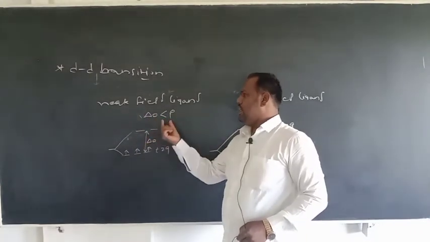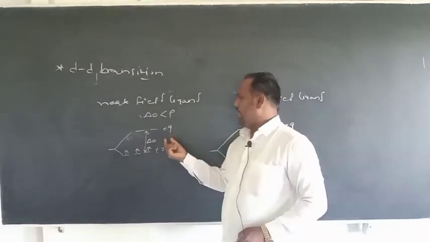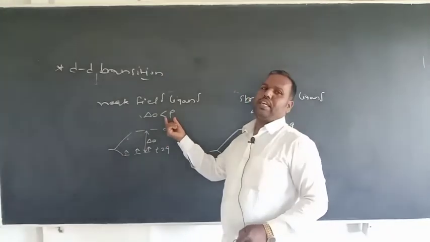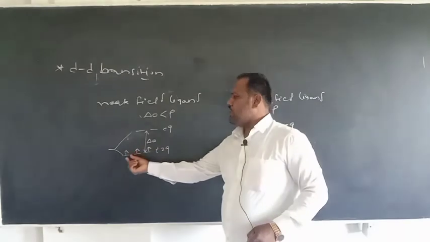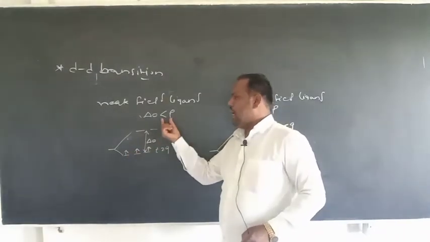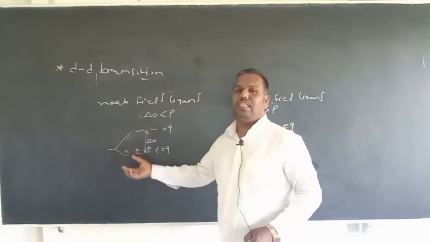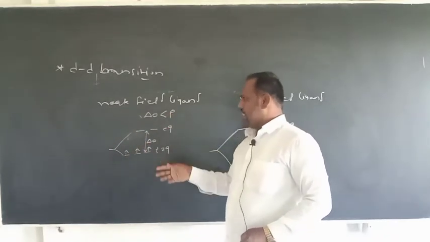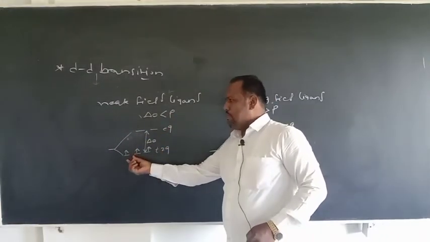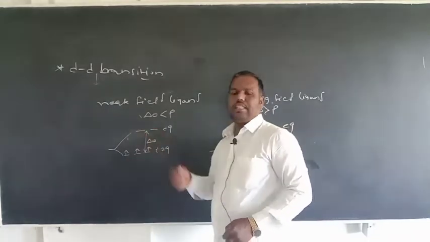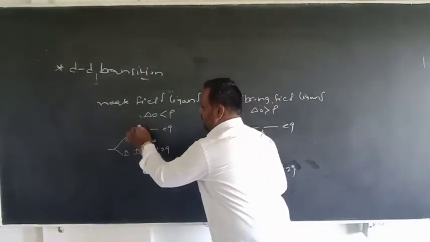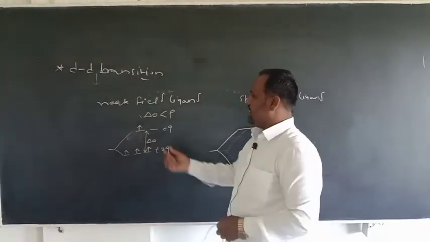is very small, but the pairing energy is very high. So due to the very high pairing energy, the electron does not pair. For pairing of the electron, we require very much energy. So instead of pairing, the electron goes into the higher energy orbital, that is the EG orbitals. So this is the meaning.